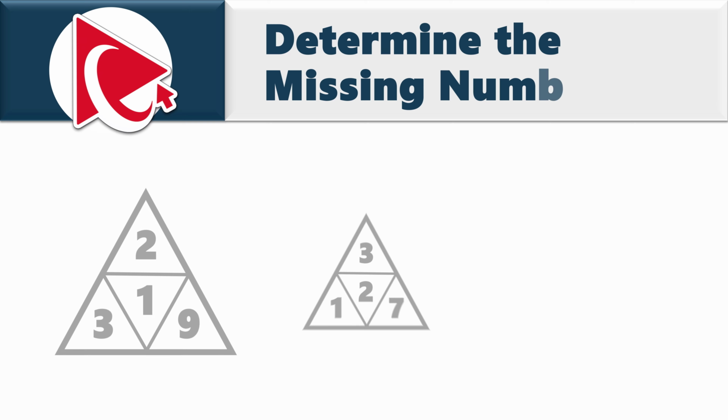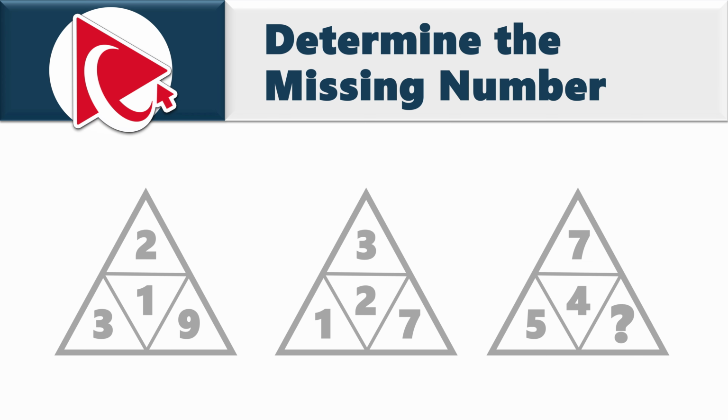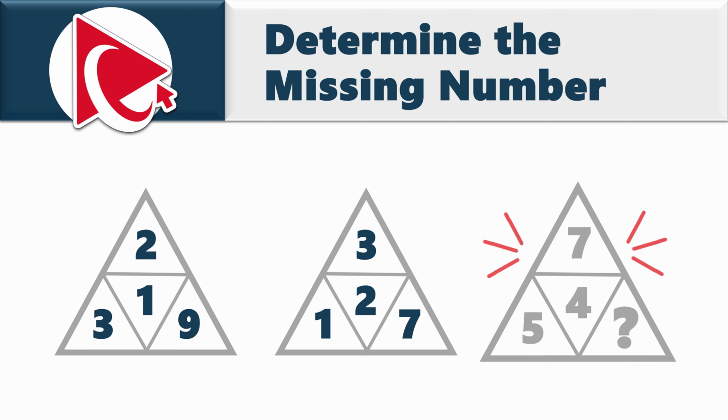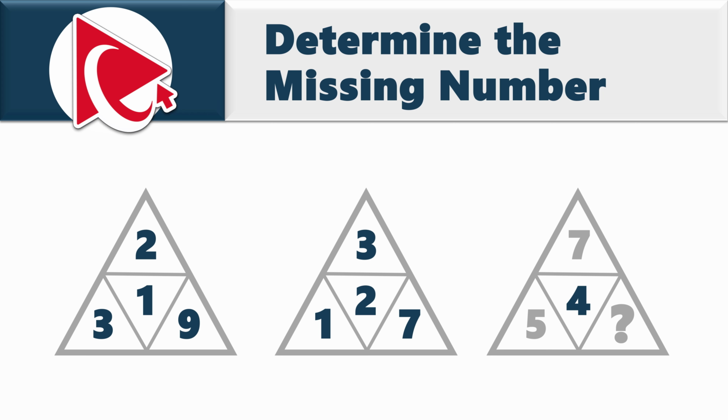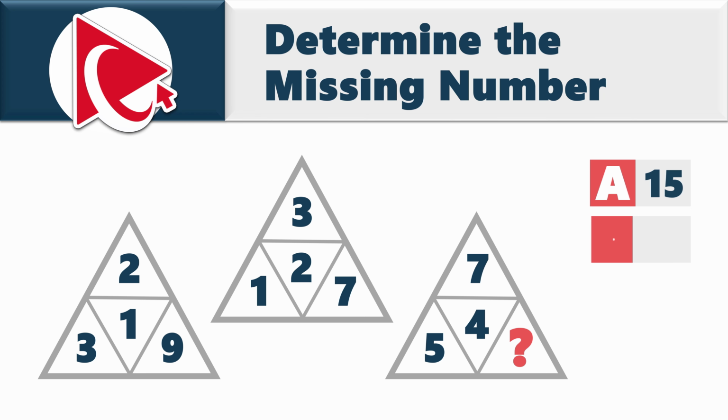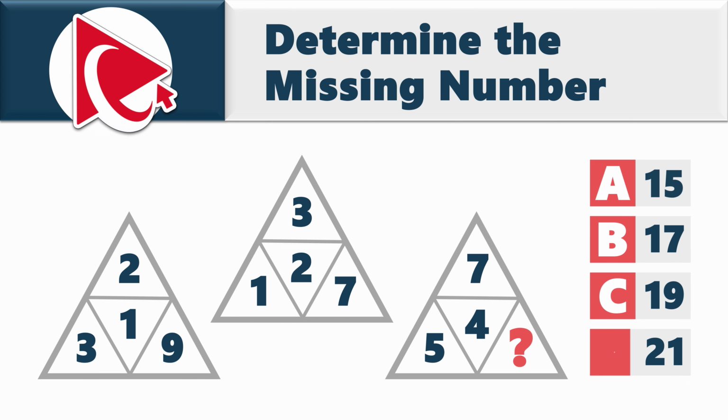You're presented with 3 triangles. Triangles have numbers inside. The first triangle has number 1 in the middle and numbers 2, 9, and 3 on the sides. Second triangle has number 2 in the middle and numbers 3, 7, and 1 on the sides. And then the third triangle has number 4 in the middle, numbers 7 and 5 on the sides, and in the bottom right corner it has the missing number, which you need to calculate and select out of 4 possible choices. Choice A, 15, choice B, 17, choice C, 19, and last but not least, choice D, 21.